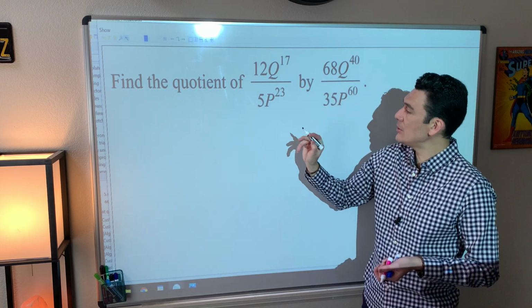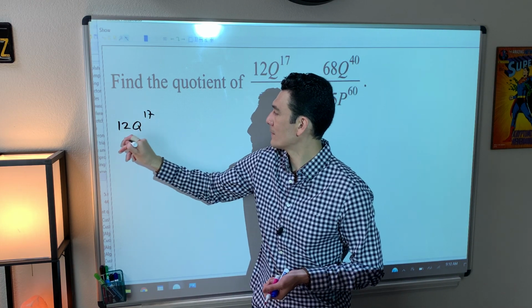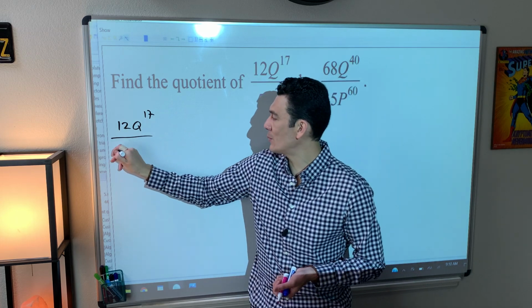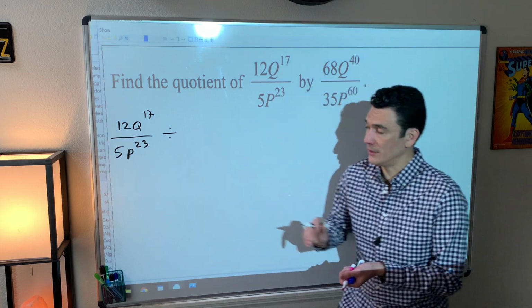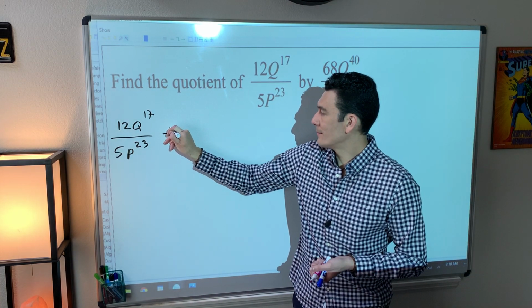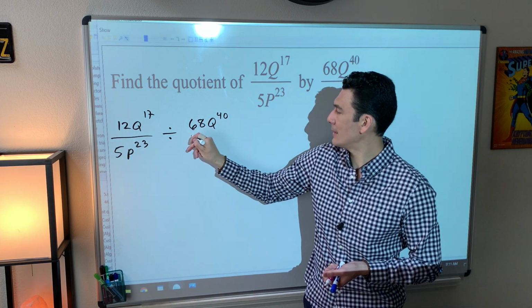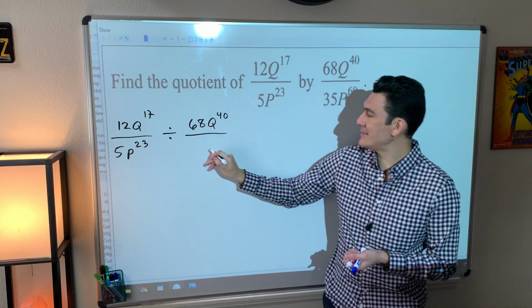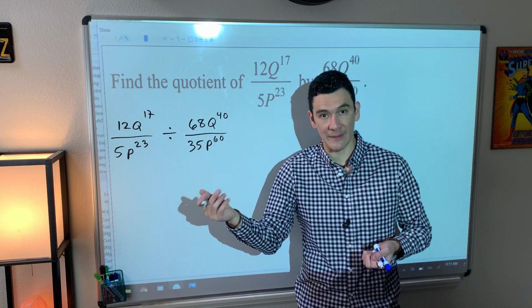So we have 12q to the 17th, and then we have 5p to the 23, divided by 68q to the 40 over whatever it says there. It said 35p to the 60. And let's do that thing where instead of divide, we prefer to multiply the fractions.